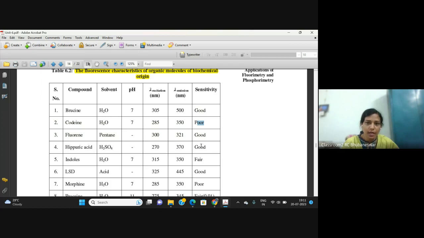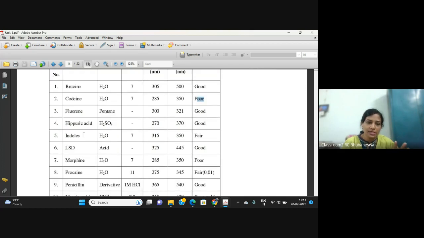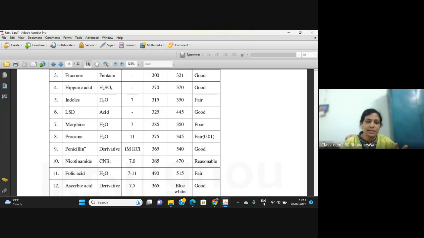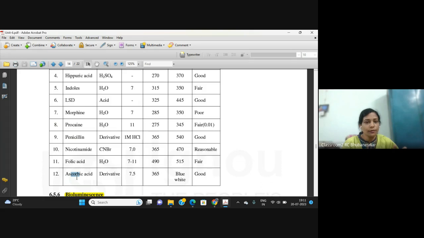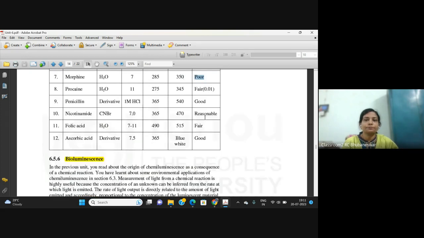But as of now, you should understand that these are of biochemical origin: penicillin, folic acid, ascorbic acid. These are also fluorescent in nature. They have certain wavelengths of excitation and emission, and certain colors. Some are fair enough for fluorescent study, some are not fair enough, and some are poor. Poor fluorescence is also there.